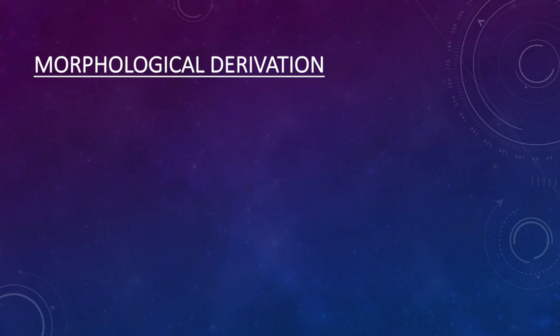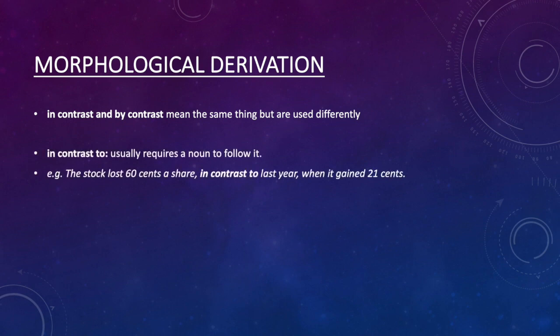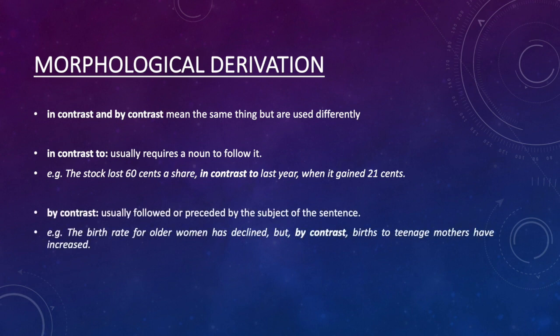Let's look at some morphological derivations of the phrase in contrast to. Basically, in contrast and by contrast mean the same thing, but they are used differently. So whenever we want to use in contrast to, it usually requires a noun to follow it. In the meantime, if we were to say by contrast, it is usually followed or preceded by the subject of the sentence.